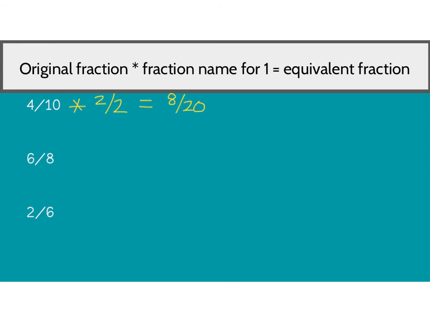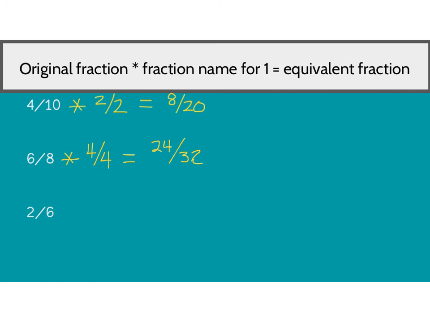So let's try another one. We have 6/8, so let's say I pick a different number this time. Let's say that I picked 4/4, which again is a fraction name for 1. We're going to do 6 times 4, which is 24, and 8 times 4, which is 32. So my equivalent fraction is 24/32.